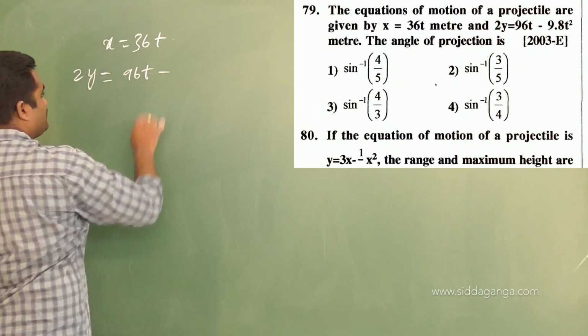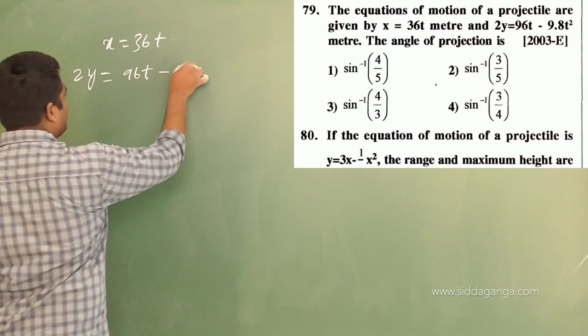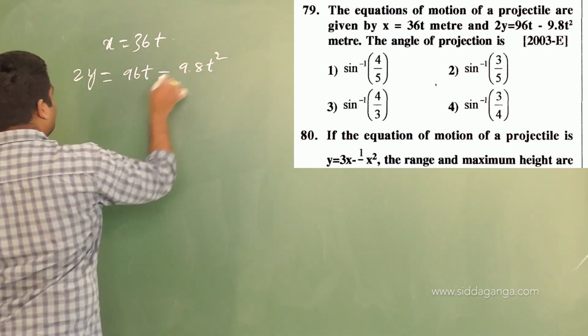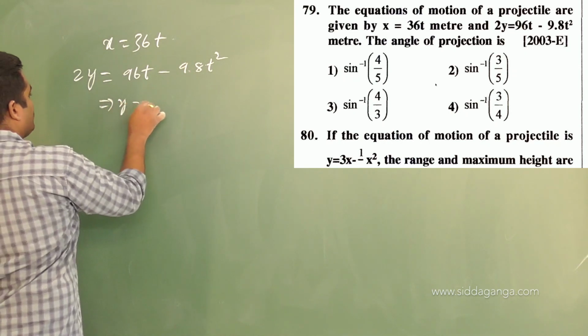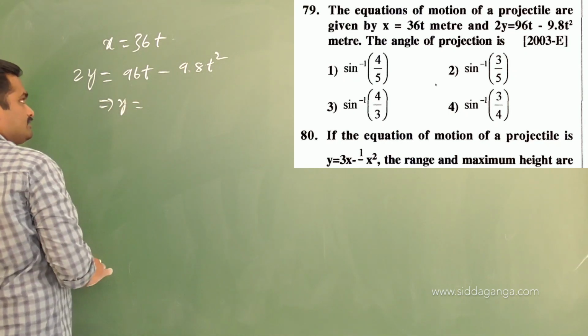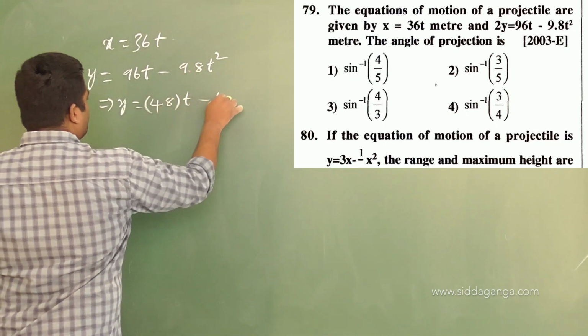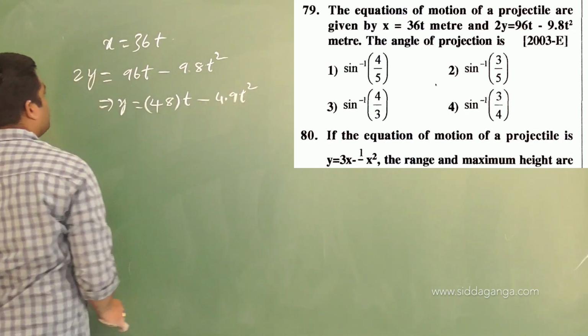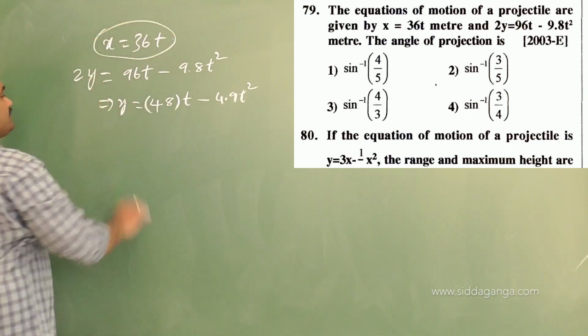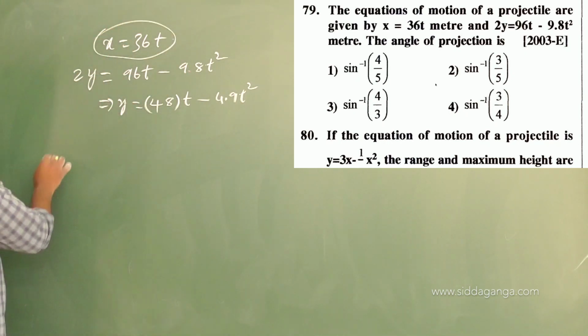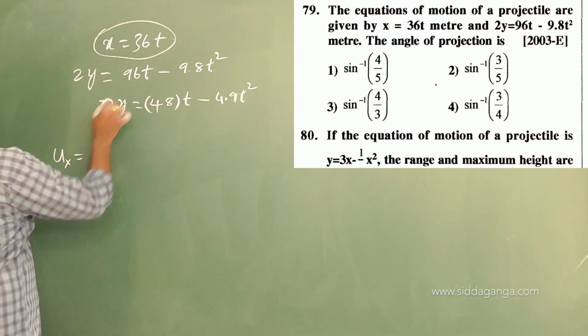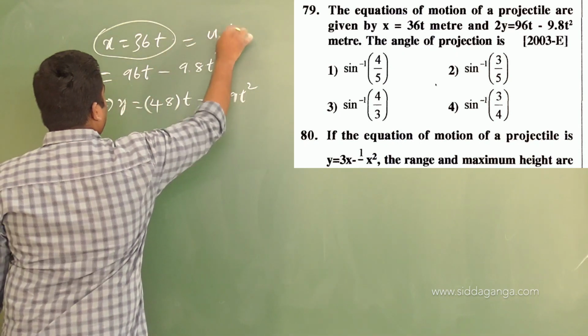96t minus 9.8 into t square. See, this is y equals to what I can write as 48t minus 4.9 into t square. This one you compare with x equals to ux into t, from that horizontal component of velocity. This is like ux into t.